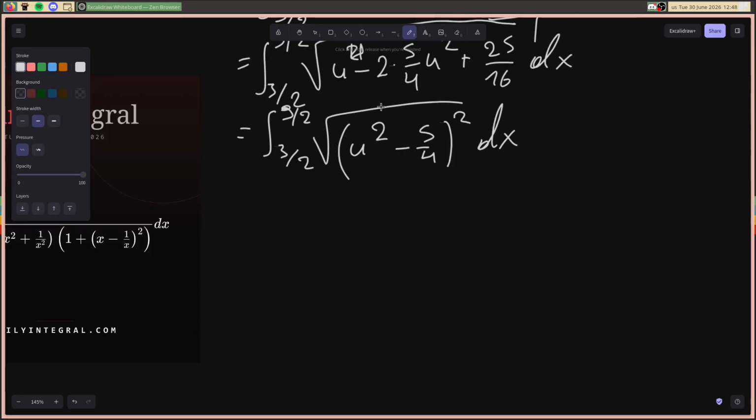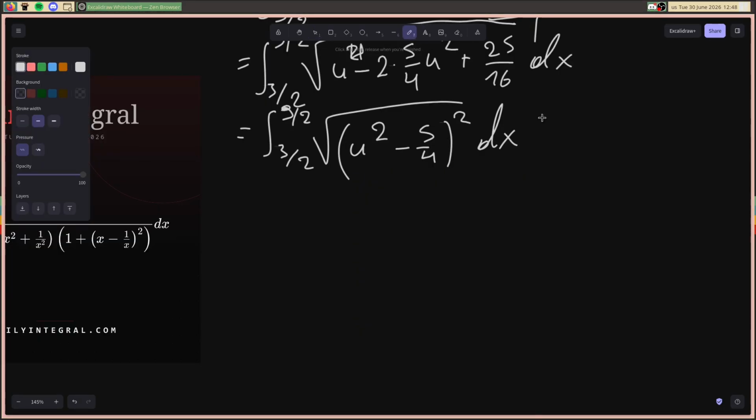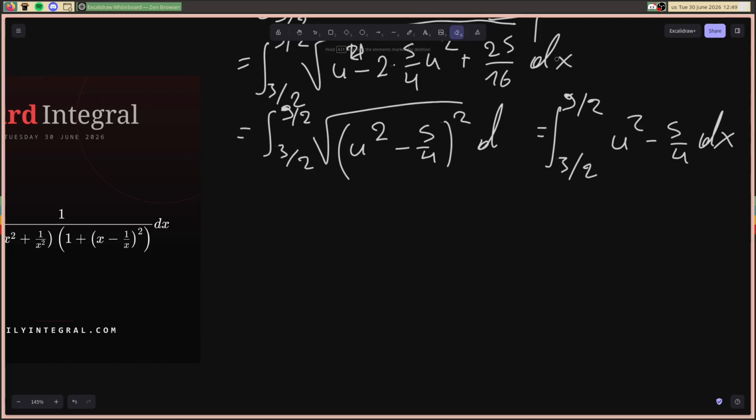And now this term is positive on the interval 3 over 2 to 9 over 2, because u is greater than 3 over 2, meaning that u squared is greater than 9 over 4, so u squared minus 5 over 4 is greater than 1, which is greater than 0. So the square root can be removed, and we don't have to keep an absolute value. This is just the integral from 3 over 2 to 9 over 2 of u squared minus 5 over 4 dx. Of, not dx, du. All this should be du.